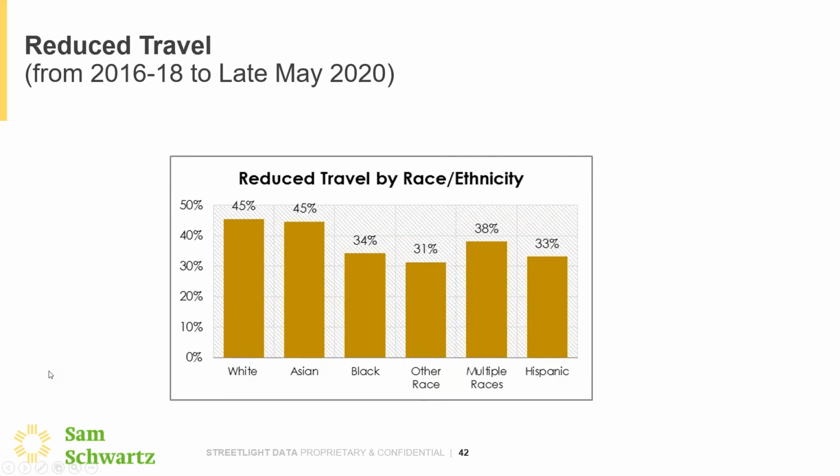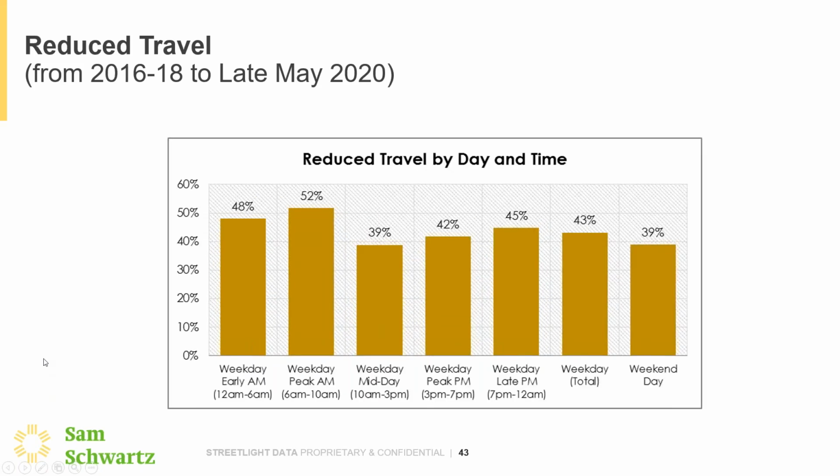A similar graph comparing the racial and ethnic patterns. Again, we see the white and Asian populations able to reduce their travel significantly more than other racial and ethnic groups. And then finally, the comparison by day and time. We see the weekday peak and early morning commuting times have reduced their travel the most, while some of these off-peak and weekend times have not reduced their travel quite as much.